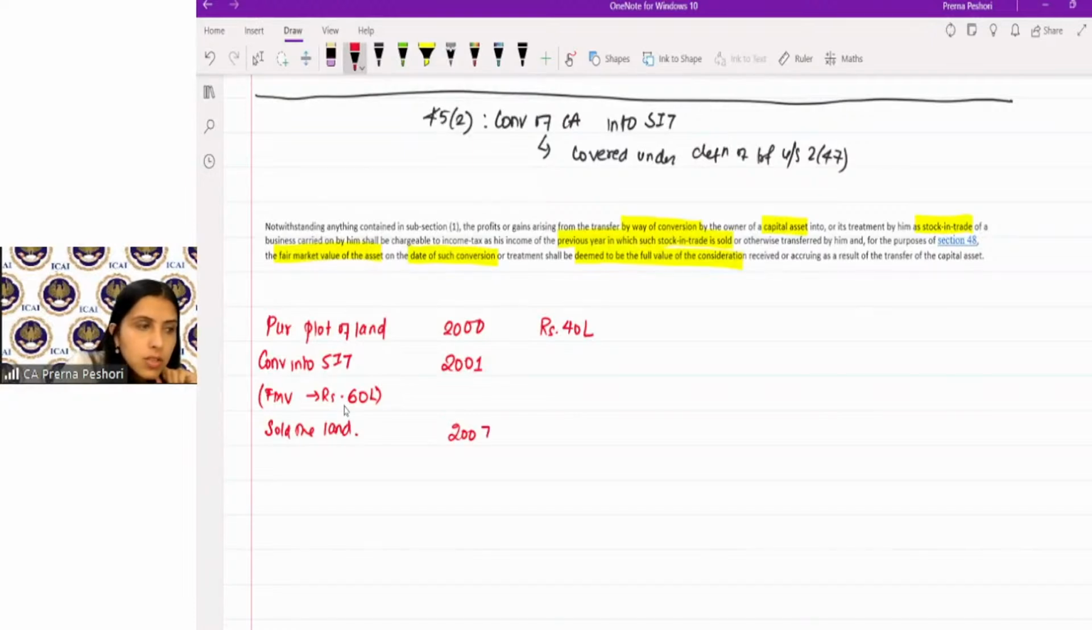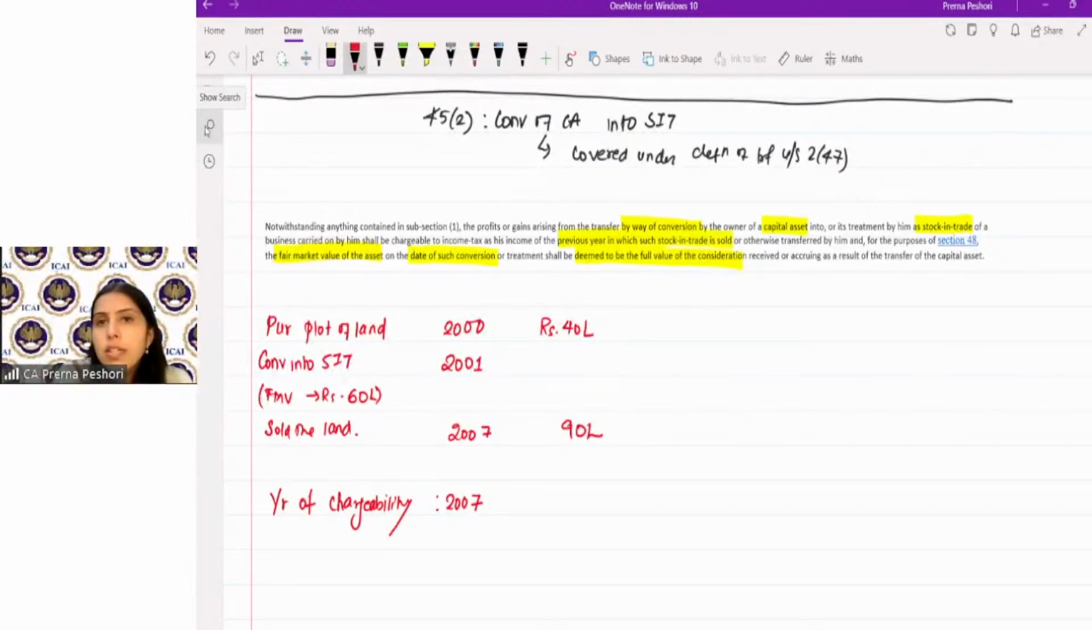Let's say this is in 2007, for 90 lakh. So this is the year in which it is converted and then it is sold. Clear? Now, you tell me, what is the year of chargeability? Yes, Aniket, the year of chargeability will be 2007.